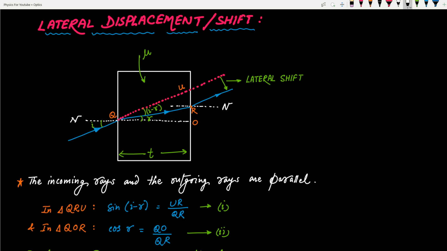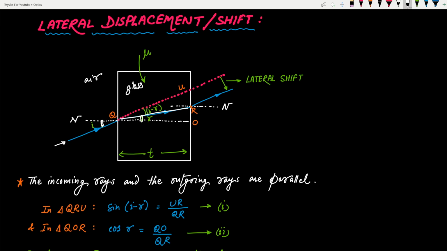Suppose a ray of light falls on this interface between, suppose this is air and this is glass. It falls at the interface of the air-glass medium at a certain angle of incidence i, shown here by small i. That's the angle of incidence. Now after refraction, what will happen? Since glass is optically denser than air, after refraction the ray will move towards the normal, as you can see. Therefore this angle is the angle of refraction, shown here as small r.